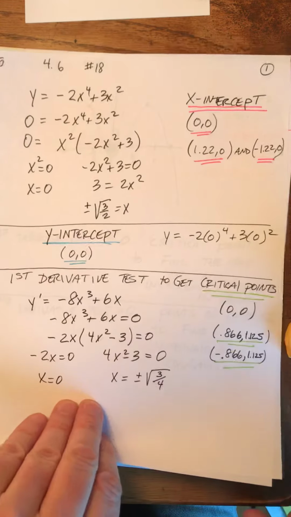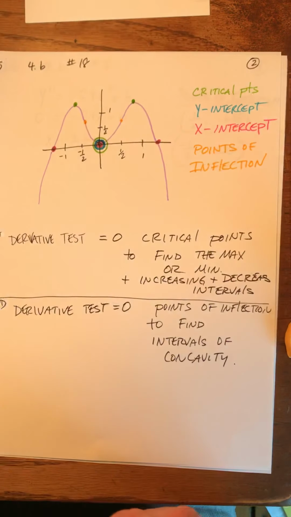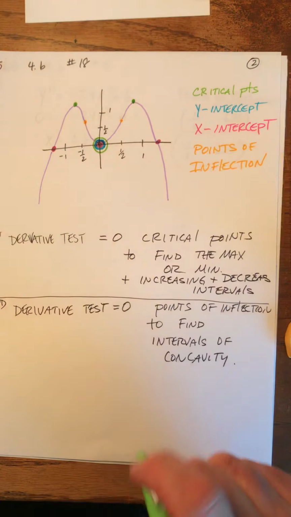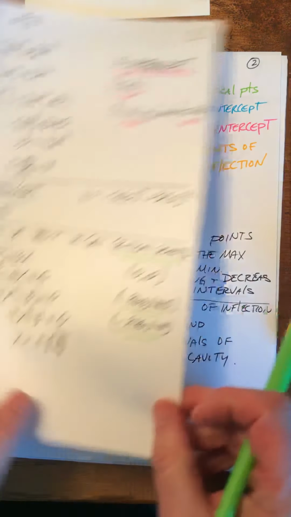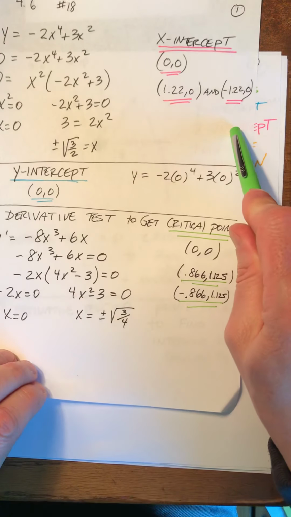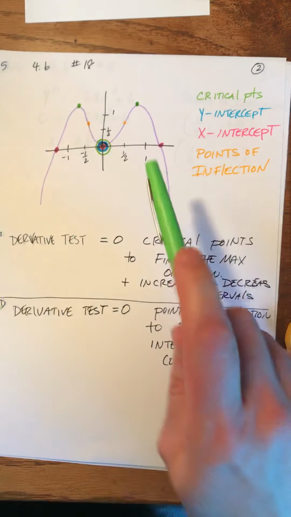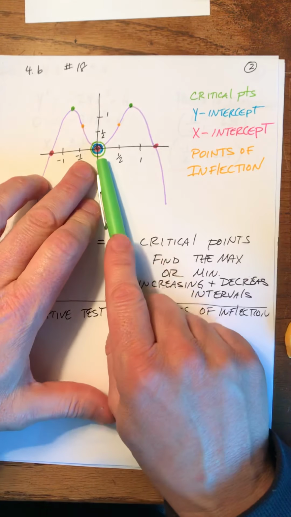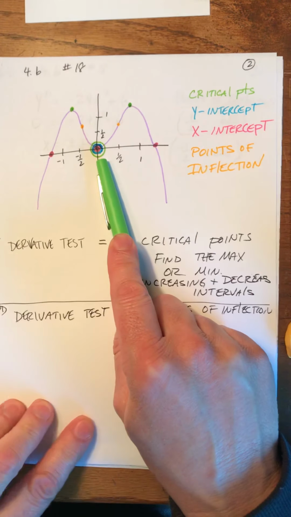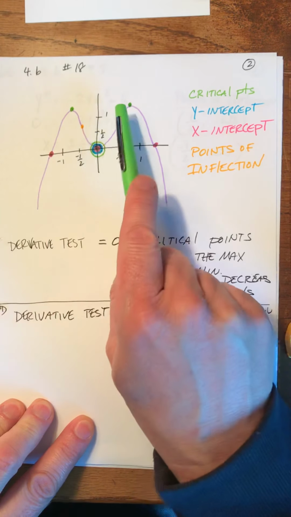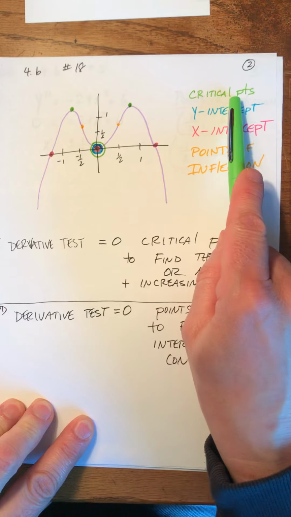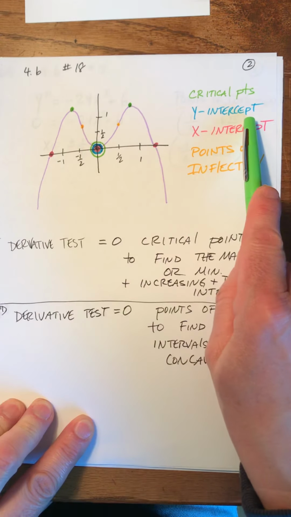Okay? The next thing we want to do is, so far, let's just take a look at this graph. So far, I'm going to graph my x-intercepts, my y-intercepts, the blue one, the pink one, and the green ones. So I got blue and pink here in the middle at 0, 0. And the green, I found out these are my critical points. So I got these 3 done.